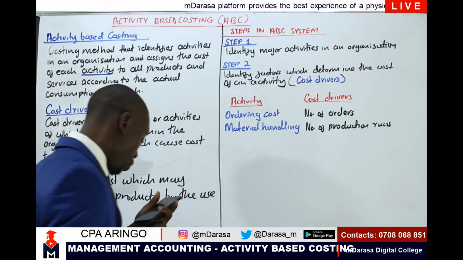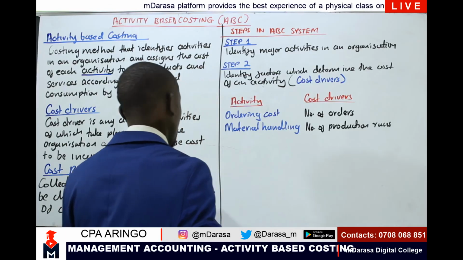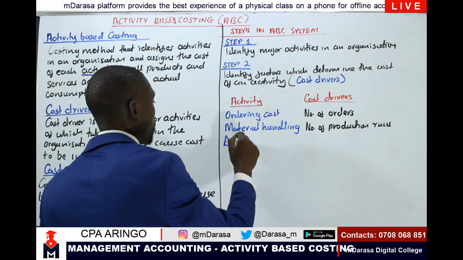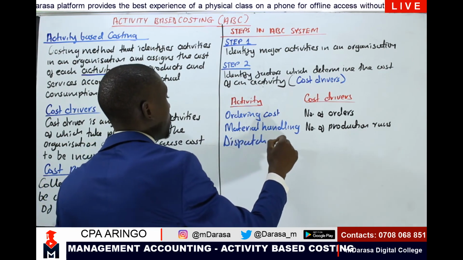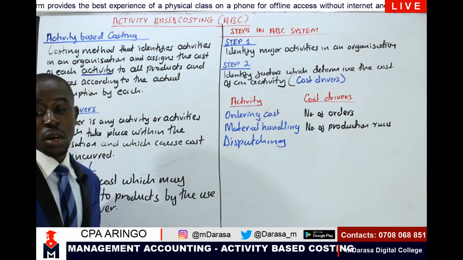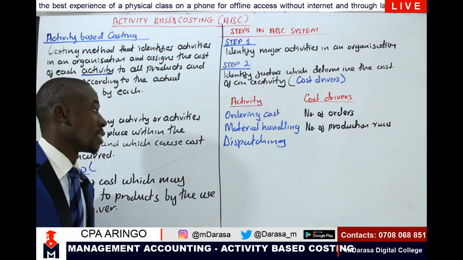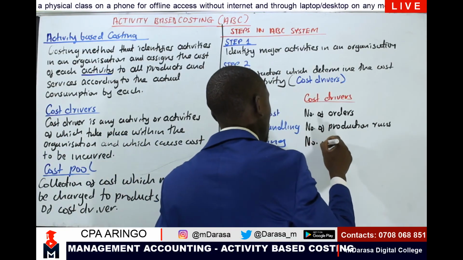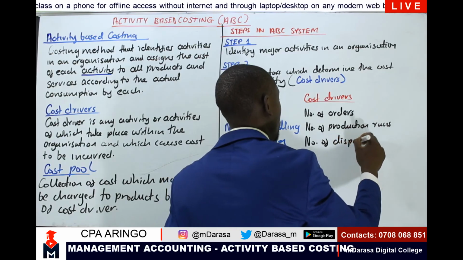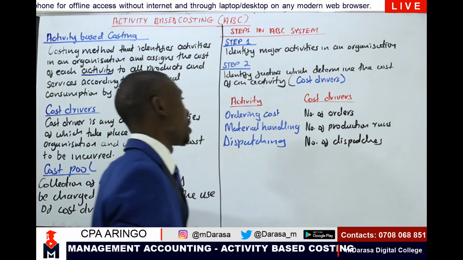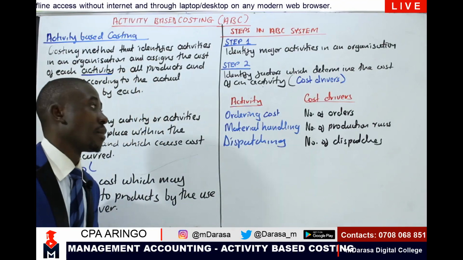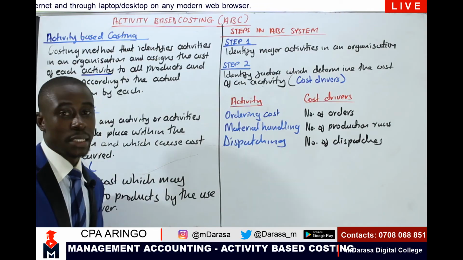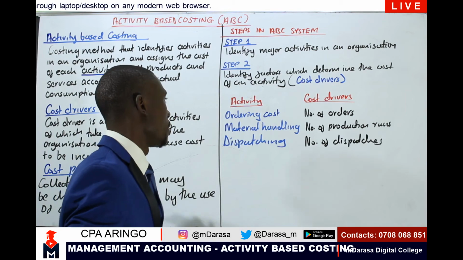Also, another case, maybe you can look at dispatching. Say, for example, I have dispatching here. This is an activity within the organization. But what will lead us to have this cost? That will be a component of the number of dispatches. Also, we can talk of another example, maybe the aspect of setup.